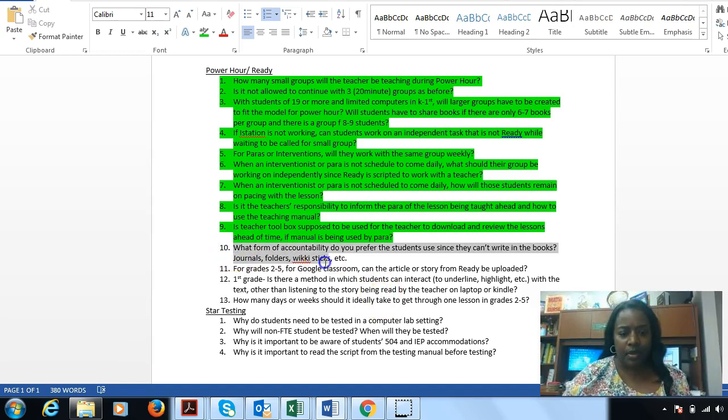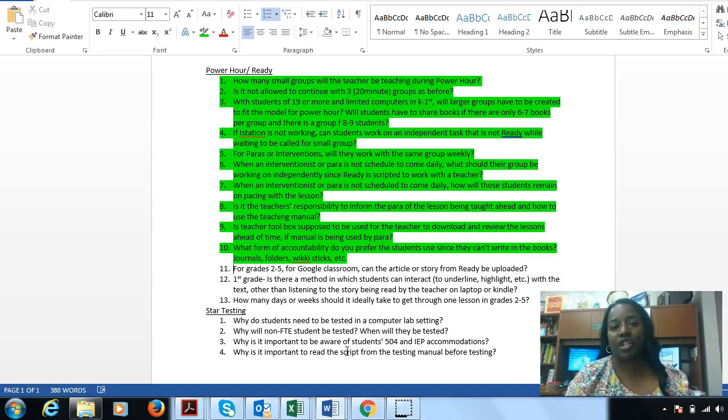Okay. Number 10 says, what form of accountability do you prefer the students use since they can't write in the books? Journals, folders, WikiSticks. Okay, WikiSticks and things like that, those are monitoring tools. WikiSticks, little pointy fingers, evidence clips that I've sent you guys emails about, sticky notes. Those are ways for the kids to interact with the text to keep them engaged with the text while reading.